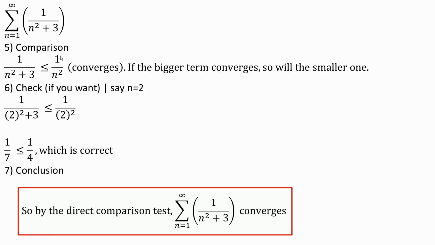And if you don't understand why 1 over n squared is bigger, you can think, let's plug in a value. n is equal to 2. This would be 1 over 4, and this would be 1 over 7. And so obviously 1 over 4 is bigger than 1 over 7. And so the conclusion that we can make is by the direct comparison test, this series will in fact converge. And that's all we need to do for this problem.